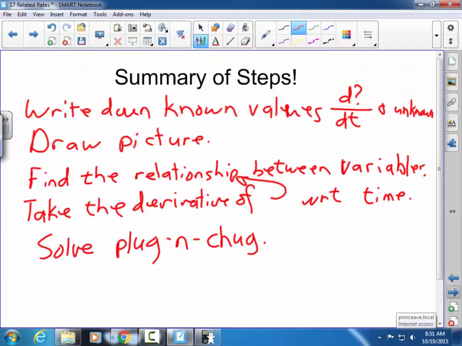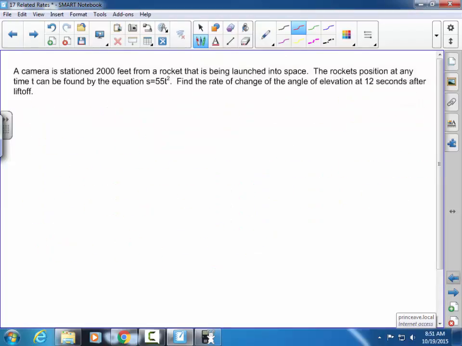Let's see, is that the one we want to do? Yeah. A camera is stationed 2,000 feet from a rocket that is being launched into space. The rocket's position at any time t can be found by the equation s equals 55t squared. Find the rate of change of the angle of elevation at 12 seconds after liftoff.